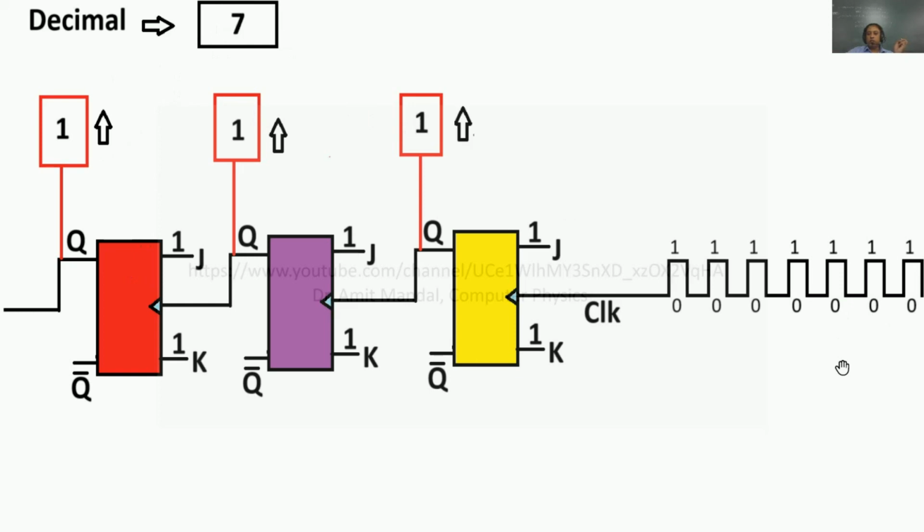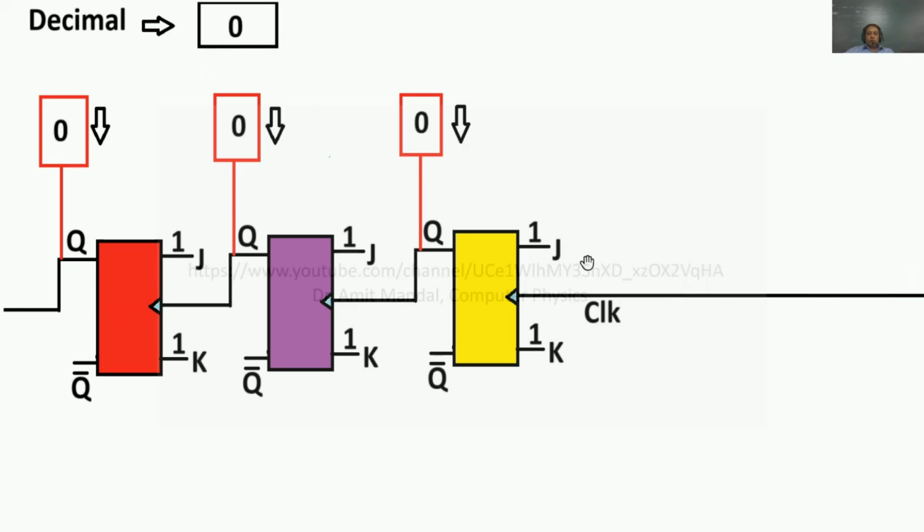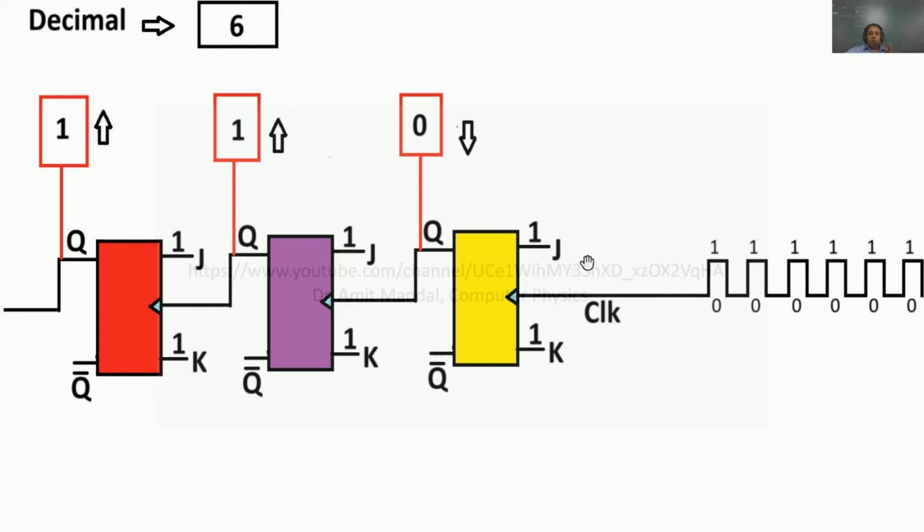Now one more pulse. What will happen? Again the output of the yellow flip-flop will change from 0 to 1. So with this 3-bit digital counter, only decimal numbers from 0 to 7 can be counted. In case we want more numbers to be counted, more flip-flops can be applied in serial fashion. So in short, how is it counting? See, 1, 2, 3, 4, 5, 6, 7. Clock signals are arriving and then it is counting.